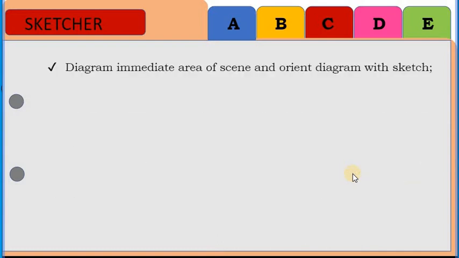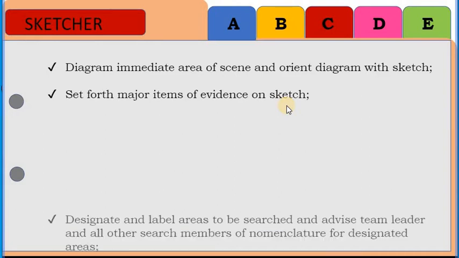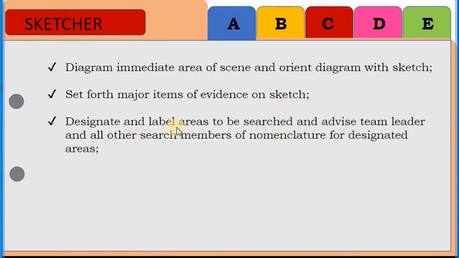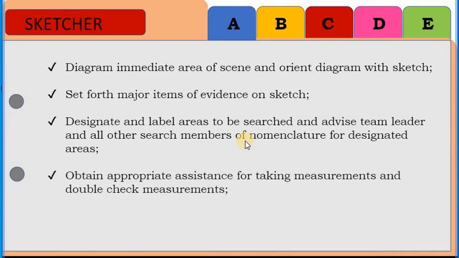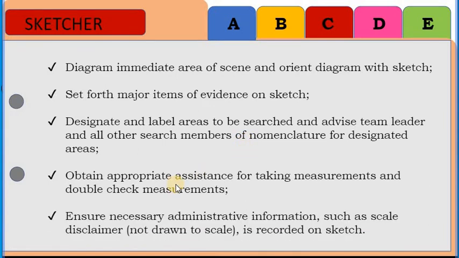Ang gagawin niya is diagram immediate area of the scene, and orient diagram with sketch. Set forth major items of evidence on sketch. And then, designate and label areas to search and advise team leader and all other search members of nomenclature for designated areas. And then, obtain appropriate assistance for taking measurements and double-check the measurements. Also, to ensure necessary administrative information such as scale, disclaimer, is recorded on sketch.